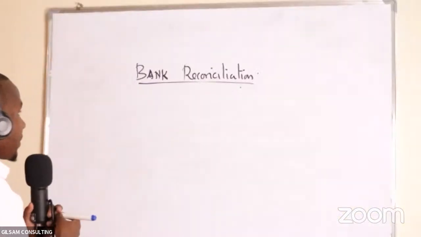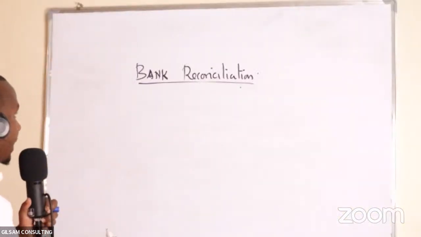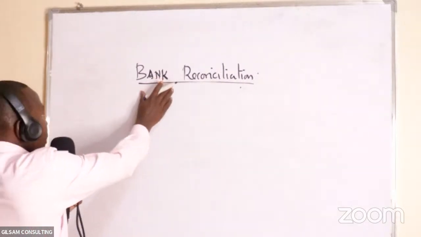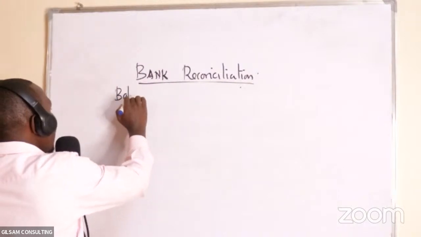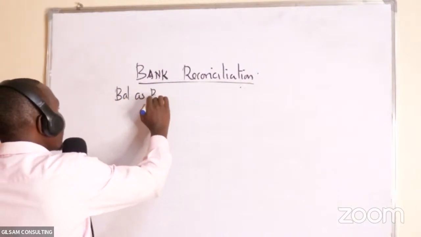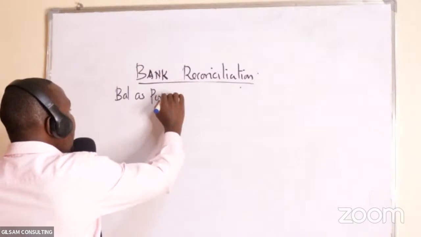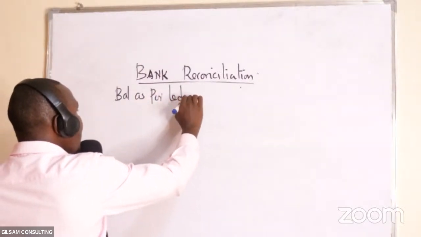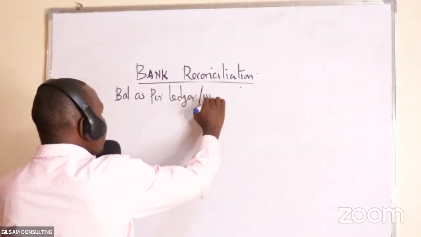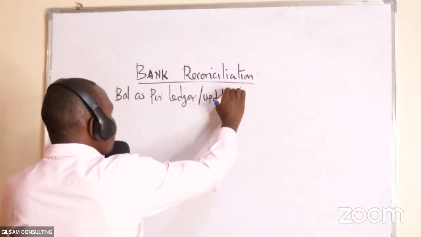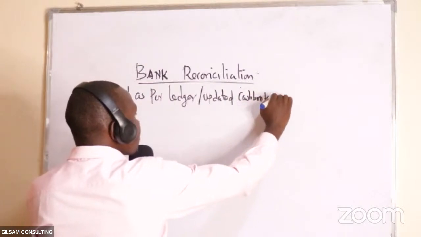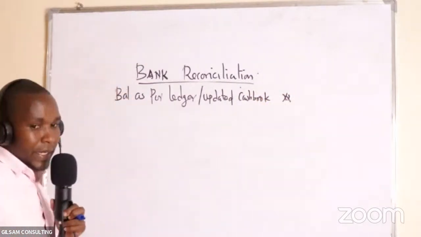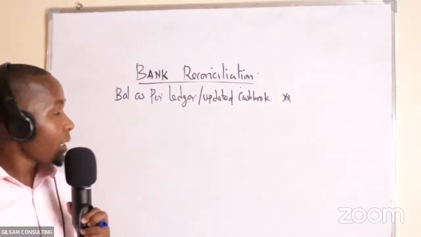So after getting the updated balance, now you will have the bank reconciliation. In the bank reconciliation, you will say balance as per ledger, or updated cash book. Balance as per ledger or updated cash book.